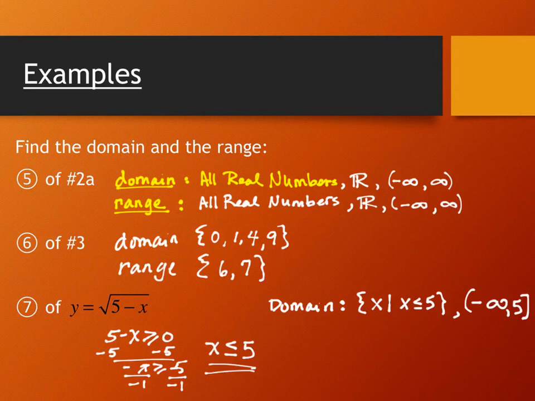A negative, right? No matter what numbers I put in, when I take the square root of them, I'm taking the principal or the positive square root. So I always get positive numbers come out of this. What that tells me is that my range is all y values where y is greater than or equal to 0.